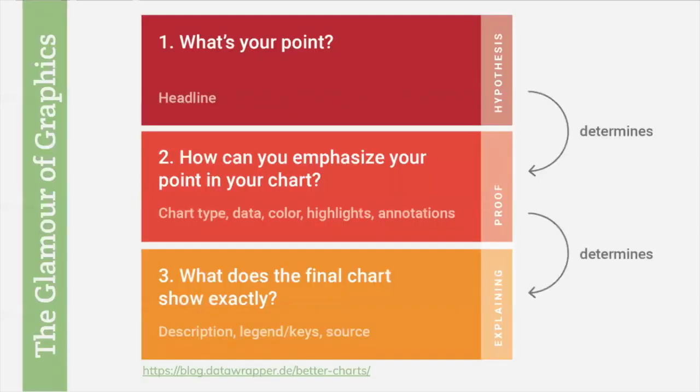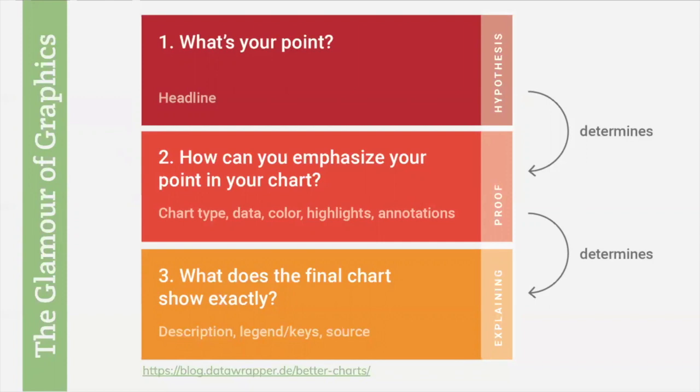And it's important to keep in mind that a good graphic does all three of these things. It tells you what the point is. Often this is in the title, in your headline. And whatever your point is, you want to use that to determine how you can emphasize that in your chart. What type do you need? What data should be plotted? What colors should you use for your lines or points? What should you highlight? Do you need to have vertical bars in certain places? And do you need annotations?